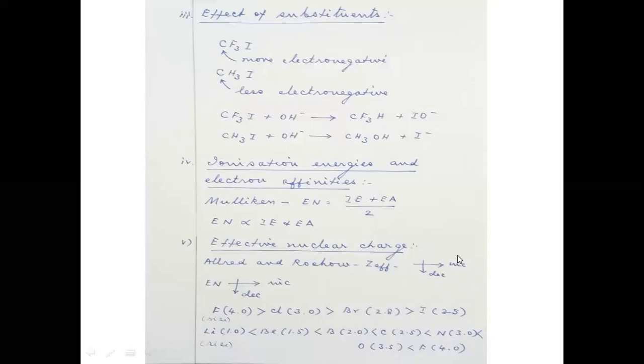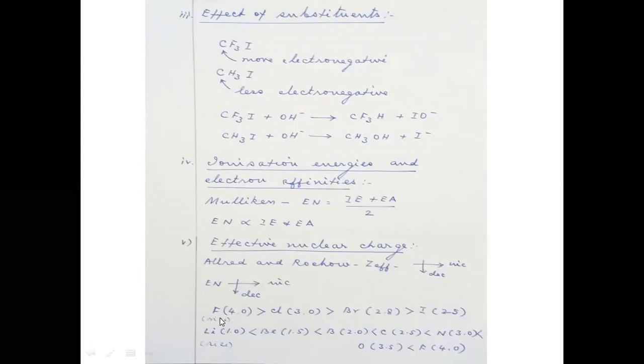See, along the period, size decreases. So the outermost electrons are brought closer and the effective nuclear charge felt by the outermost electron is more. But when you move down the group, the size of the atom increases and there is also an increase in the number of inner electrons. So these two factors decrease the effective nuclear charge. So electronegativity increases along the period and electronegativity decreases down the group.